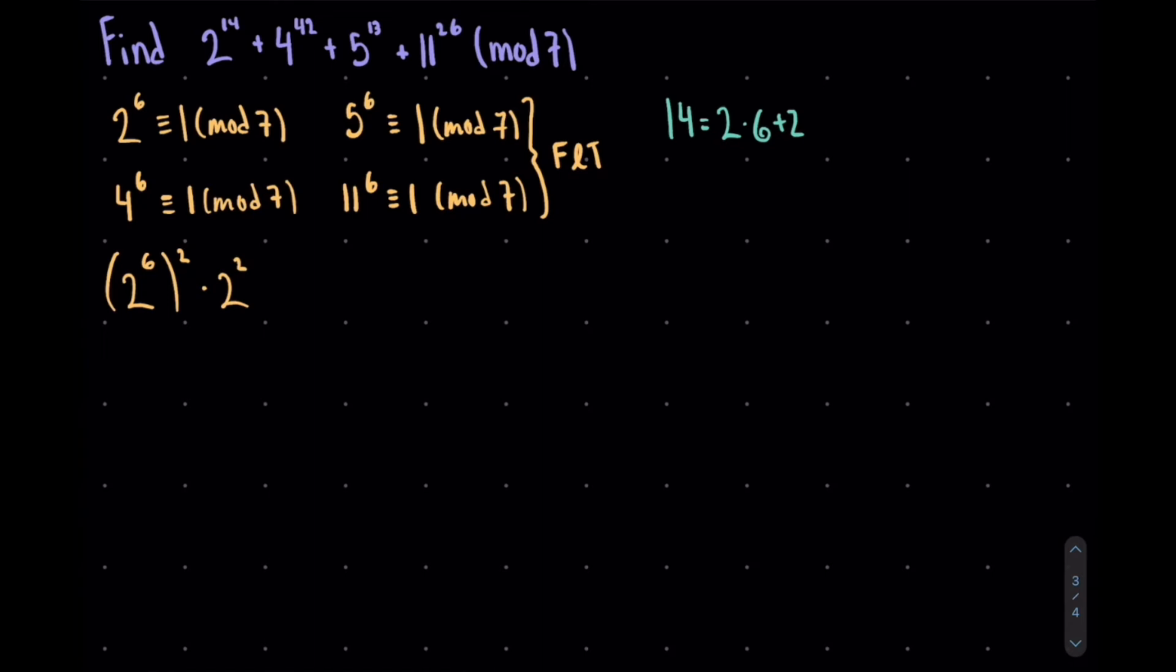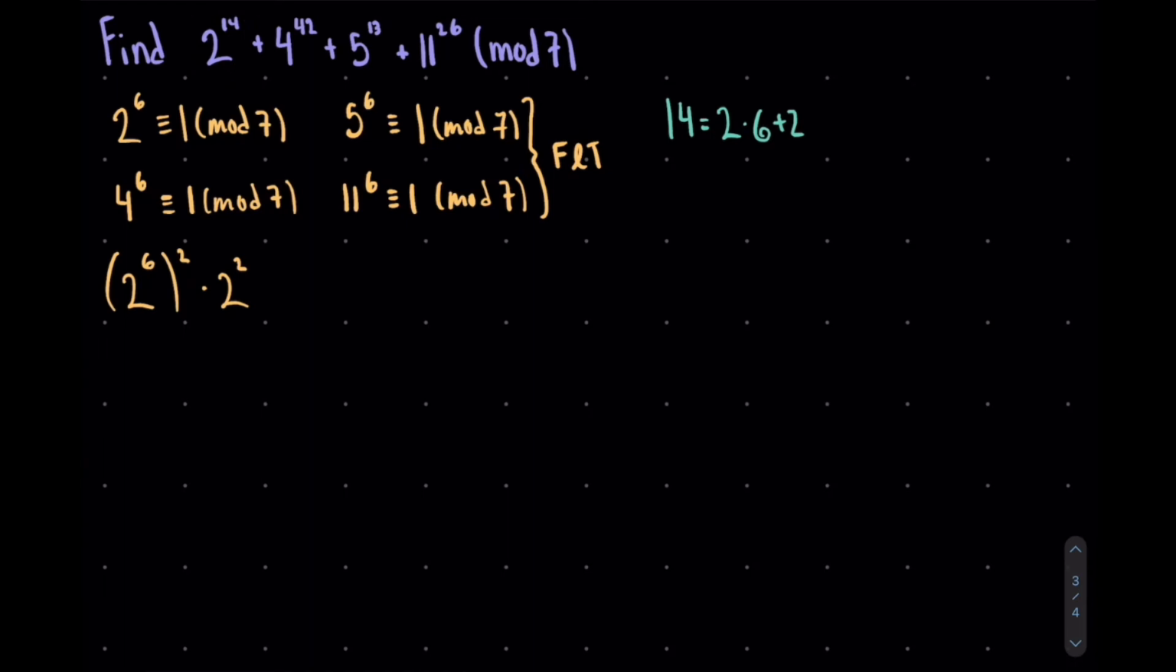And a quick check will show us that this, in fact, does equal 2 to the power of 14. We have 2 to the 6 squared, which is 2 to the power of 12, and times 2 squared. So we add on 2 and get 2 to the power of 14, as desired. We'll take a similar approach for the remaining terms.